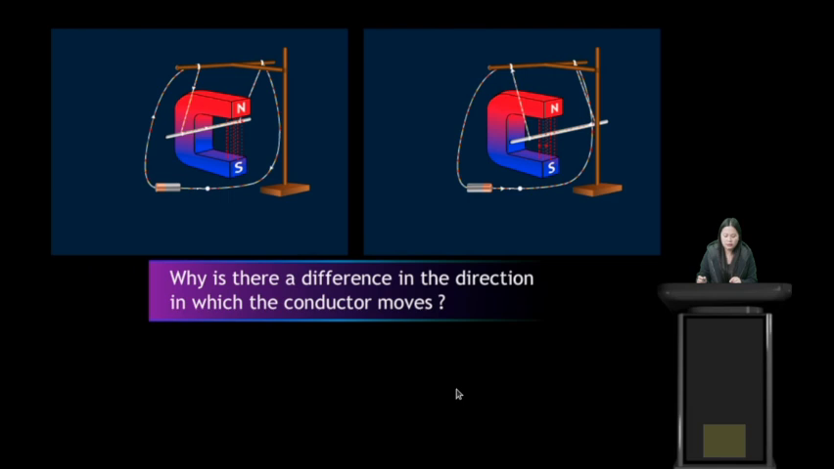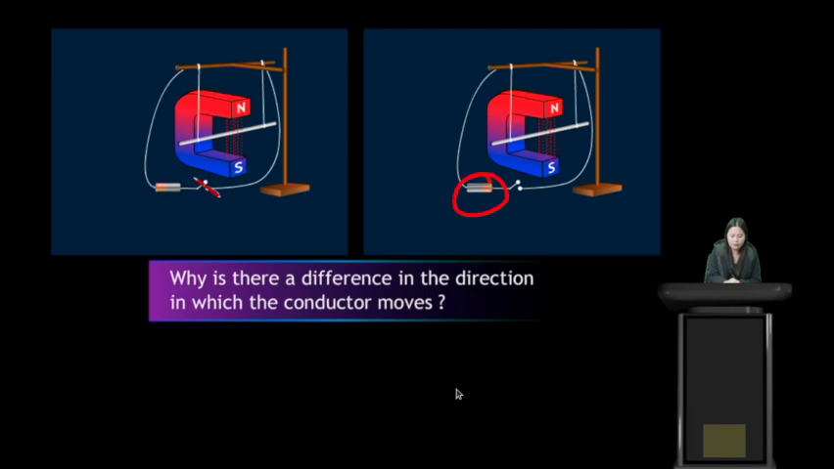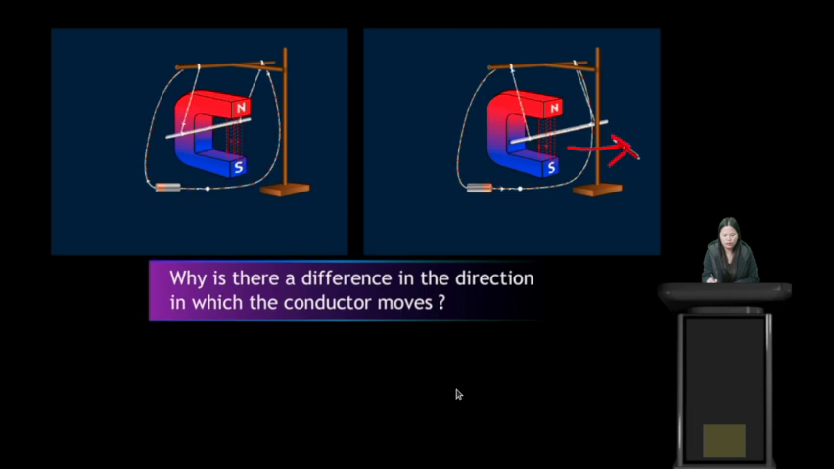So why is there a difference in the direction in which the conductor moves? Now in this case, we see that the conductor moves outward. In this case, it moves inward. So we see there is a difference in the direction in which the conductor moves, right? So why is it so? Yes, students, we see that when we reverse the direction of current, the direction in which the conductor moves also changes. So in this case, the direction moves outward.